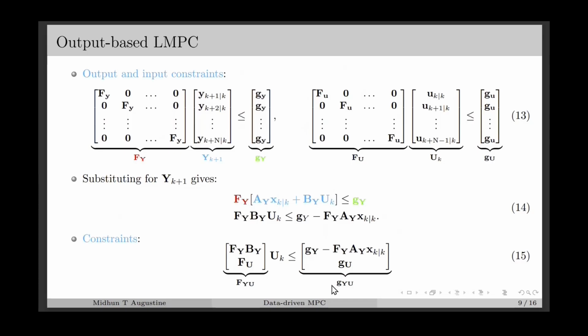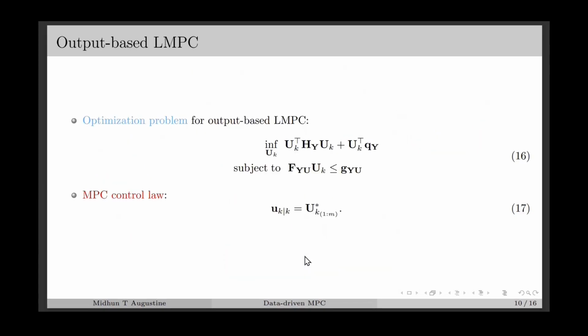We obtained the cost function for the MPC optimization problem as a quadratic function and the constraint as a linear inequality constraint, which will give us the optimization problem for output-based LMPC as in equation 16, which is in the form of a standard QP, where we have a quadratic cost function and a linear inequality constraint. In MPC, we will solve this optimization problem at each time instant to find the optimal control input sequence capital Uk, from which the first element is applied to the system.